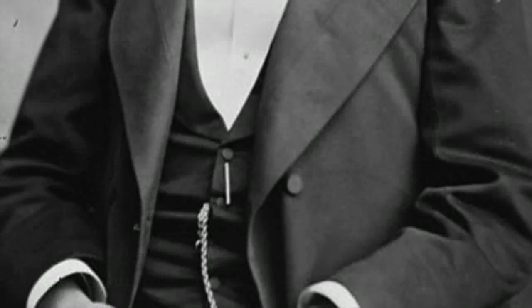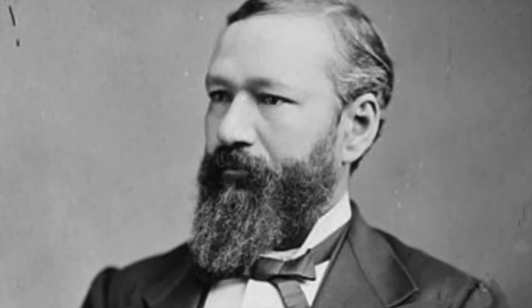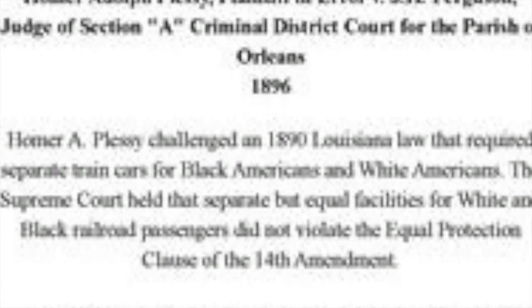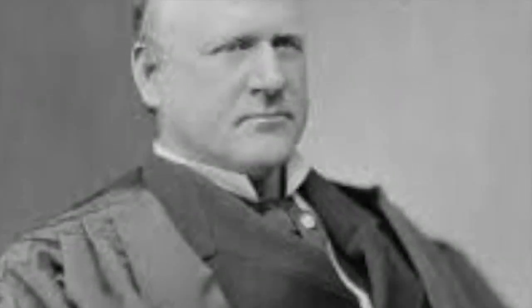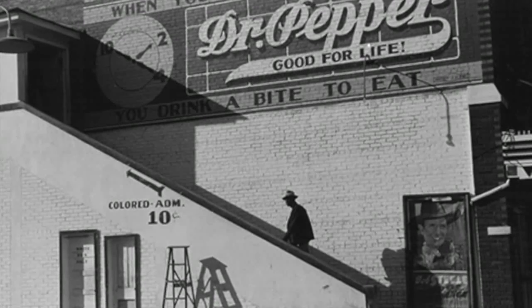whites only. He was arrested for violating segregation laws, but he and his lawyers felt that this was unconstitutional. He sued the state of Louisiana, and when Judge John Ferguson ruled against him, he appealed the decision, taking the case against Ferguson all the way to the Supreme Court. Plessy's lawyer argued that the enforcement of segregation laws violated the 13th and 14th Amendments.